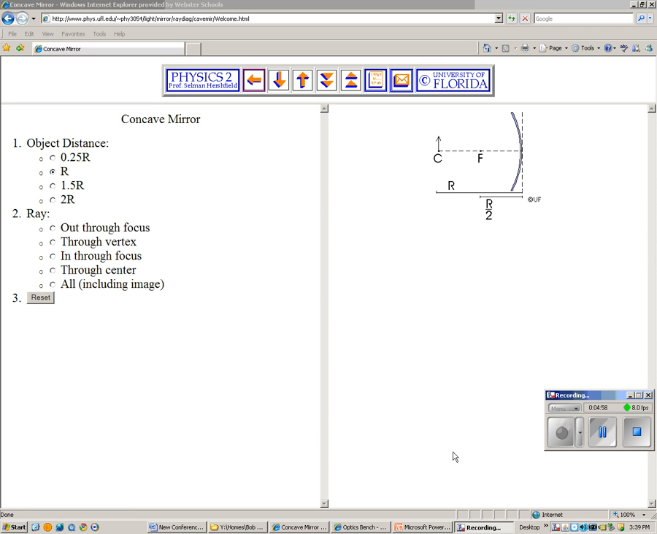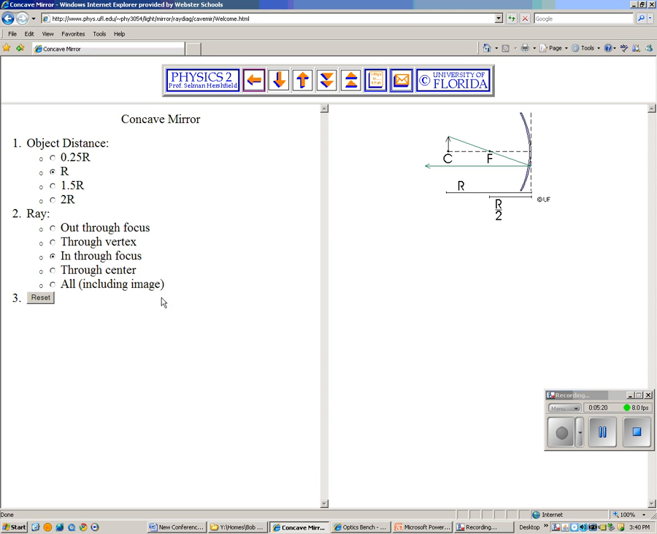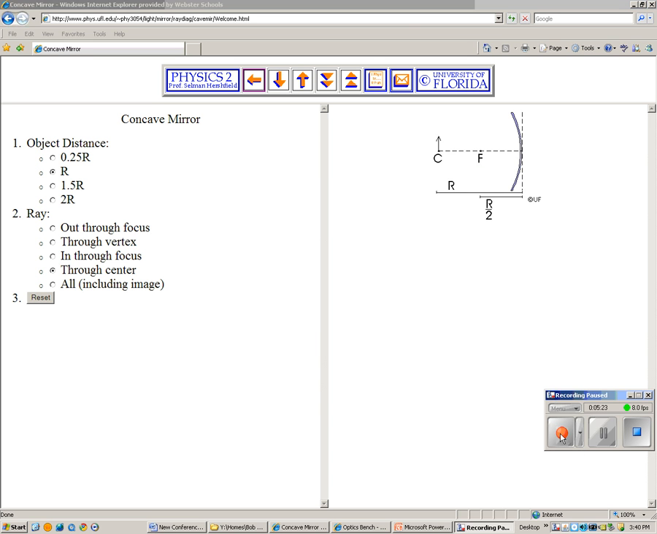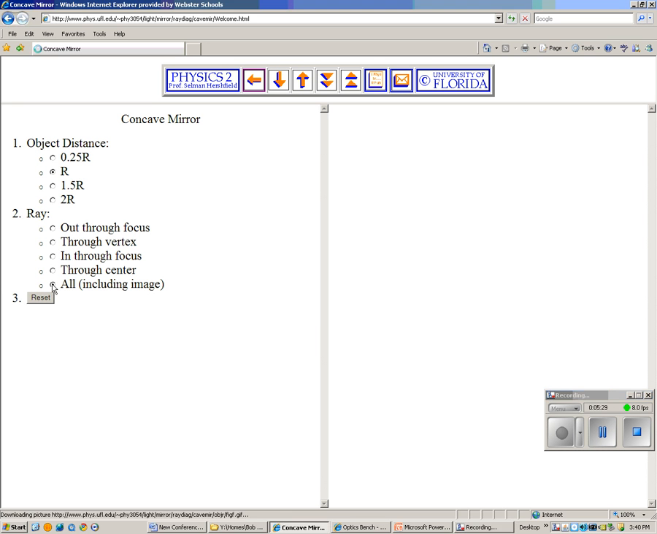We'll put our object here at the center of curvature, and we'll draw our first ray. It goes parallel to the principal axis and ends up through the focal point. We can do all the other ones as well. Through the vertex, draw that ray. Through the focus, if you want to draw that one, it'll come out parallel to the principal axis. And we can't draw it through the center because we're on top of the center. So let's just show all the rays.